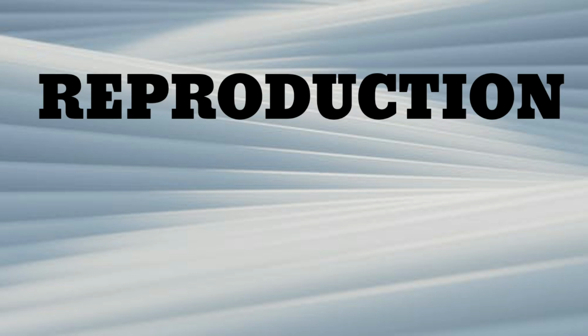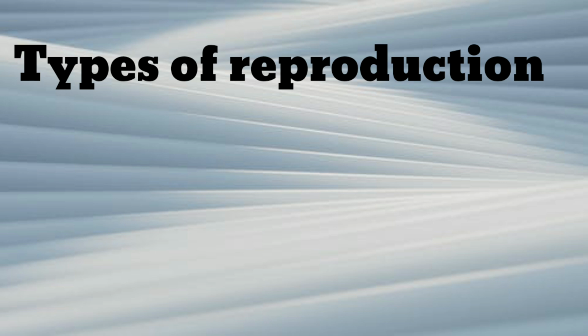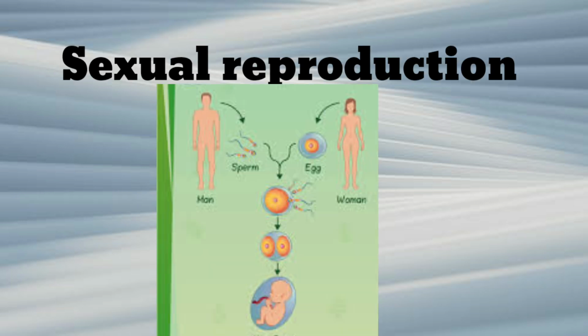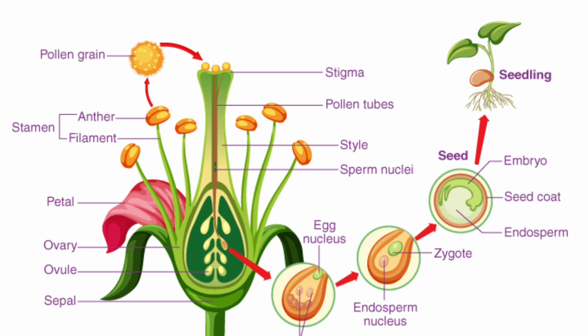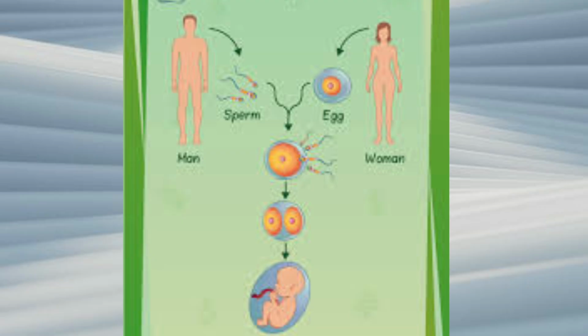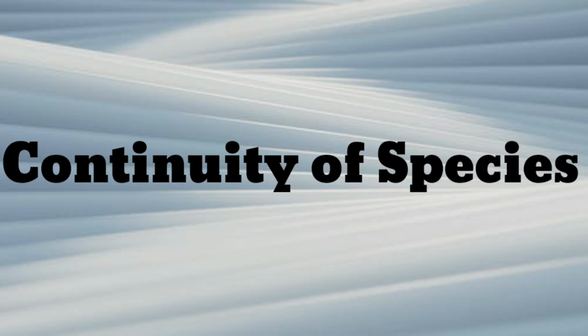Now, let's look at reproduction. Reproduction is a process by which living things give rise to their young ones. There are two types of reproduction. We have sexual reproduction and asexual reproduction. Sexual reproduction involves two parent cells, the male and the female cell, while asexual reproduction involves one parent cell. In asexual reproduction, the parent and offspring are identical, while in sexual reproduction, they are not identical. The essence of this process is to ensure the continuity of species.